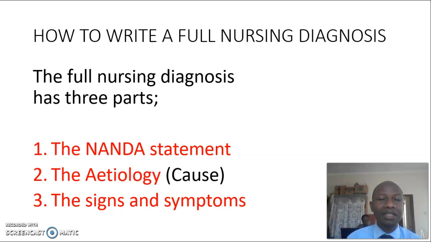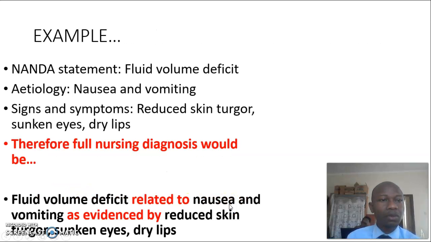The full nursing diagnosis has 3 parts. The first part is the NANDA statement. The second part of that diagnosis is the etiology, which is actually the cause of the problem in the NANDA statement. And then the last part of the nursing diagnosis are the signs and symptoms. Okay, so let us look at some examples.